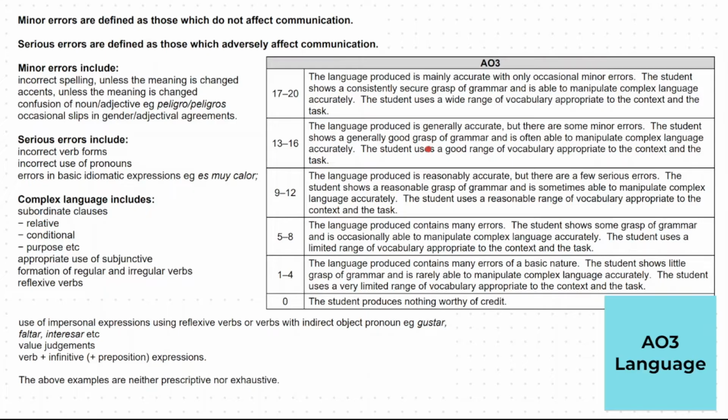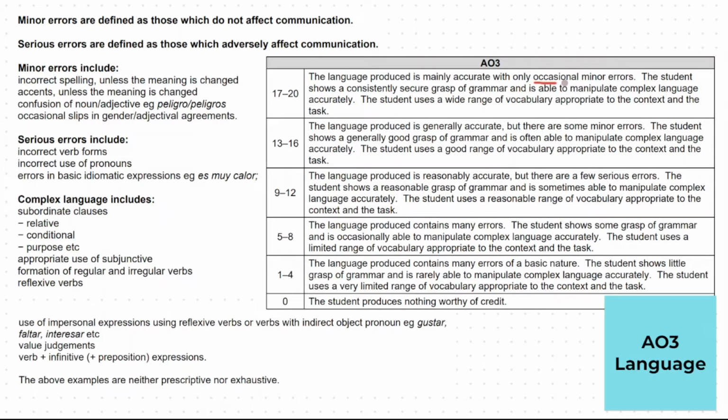Now to take a bit of a deep dive into the marks, so you know where your marks will be coming from. For AQA, the 40 marks are split in half, 20 marks for AO3 and 20 for AO4. AO3 is all about language and grammar. To reach the top mark band, you need a high level of accuracy as well as complex language and a wide range of vocabulary.